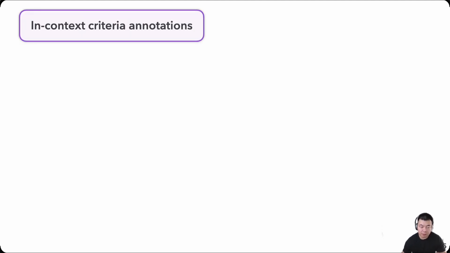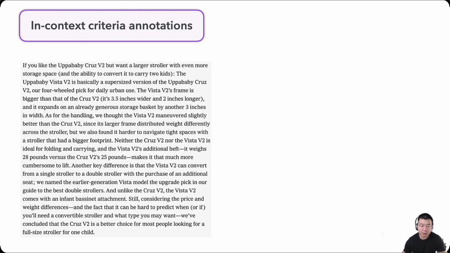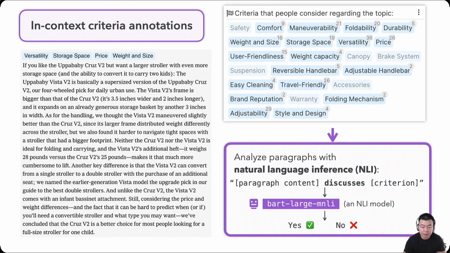Given the global criteria, we relink them with the current web page in focus through what we call in-context criteria annotation. Essentially, at the beginning of each paragraph, we add a list of tags denoting what criteria are mentioned in this specific paragraph. This is done through zero-shot classification using pre-trained natural language inference models. Basically, given a paragraph and a statement like "this paragraph is about this criterion," the model can predict whether this is a true or false statement, and the yes ones are included.